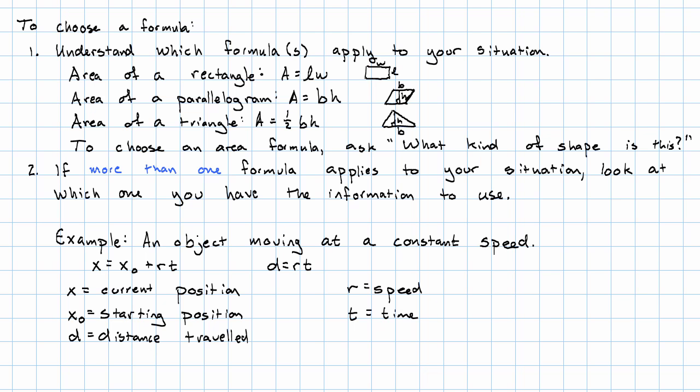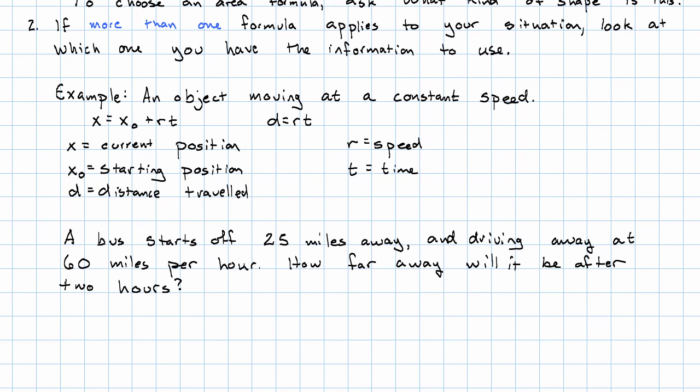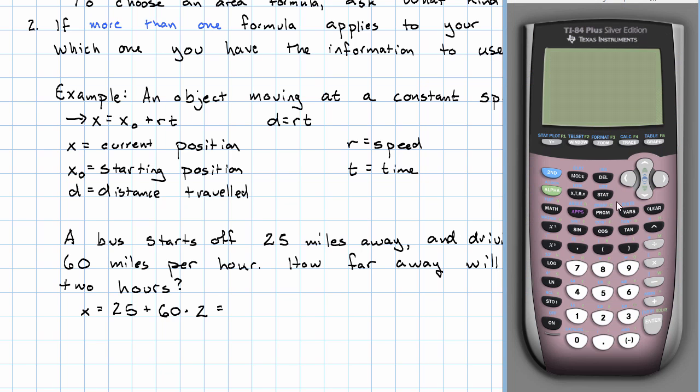So, for example, if you know that a bus starts off 25 miles away and is driving away at 60 miles per hour, you want to use this formula, because you know a starting position and you want to know an ending position. So you would say the ending position is the starting position plus the rate times the time, which would work out to 25 plus 60 times 2 is 145. So, how far away will it be in 2 hours? 145 miles.